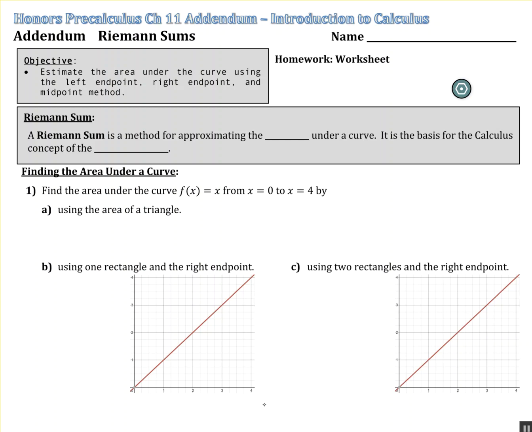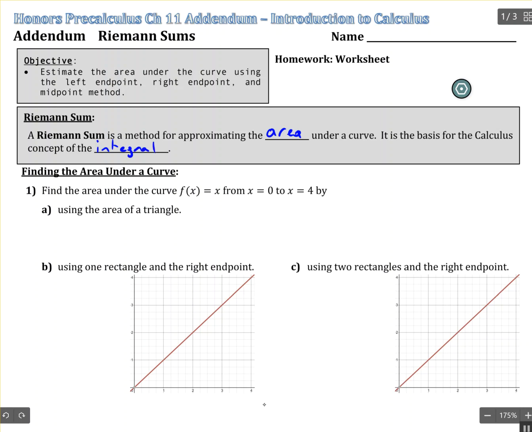As I said, in calculus, there's really three main concepts that you use the whole year. You use limits, you use derivatives, and you use integrals. We've covered the basics of limits and derivatives. Now we're going to cover Riemann sums, which form the basis of the integral. A Riemann sum is a method for approximating the area under a curve, and it's the basis for the calculus concept of the integral.